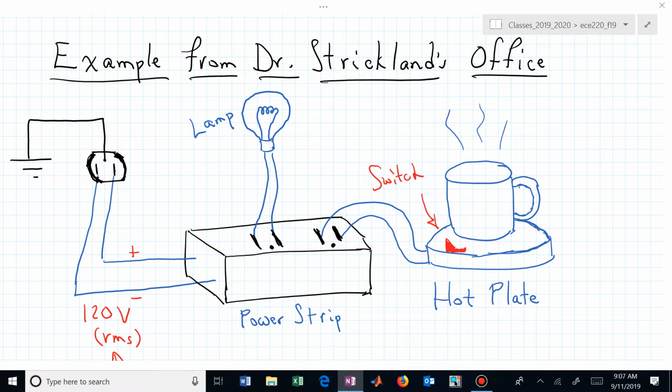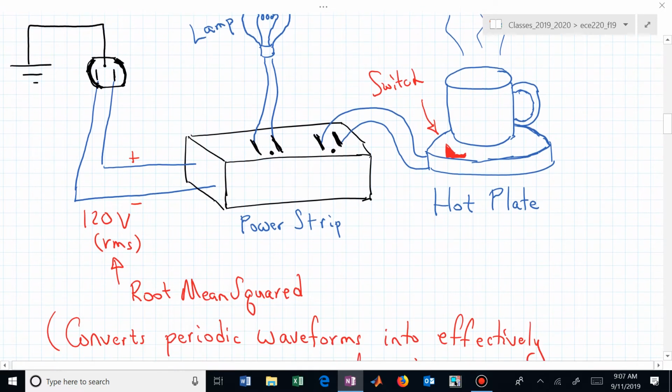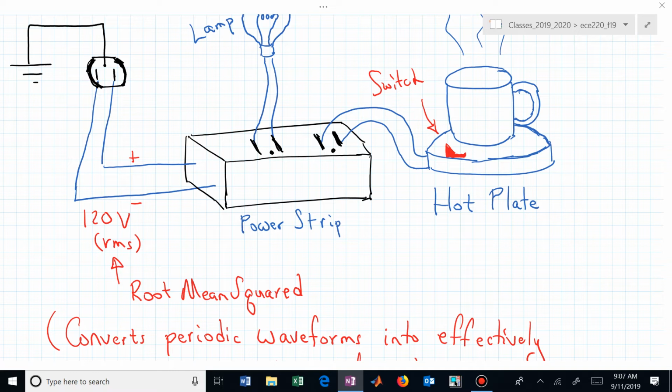Coming out of the wall is something that's banging between 170 and minus 170 at 60 hertz, or 60 cycles, 60 times a second. Well, we take the root mean square of that, which really, you do it in the reverse order. You square that waveform, then you look at the average, and then you take the square root of that, and you end up with 120 volts for this sinusoidal waveform of 60 hertz that has a peak amplitude of plus and minus 170 roughly.